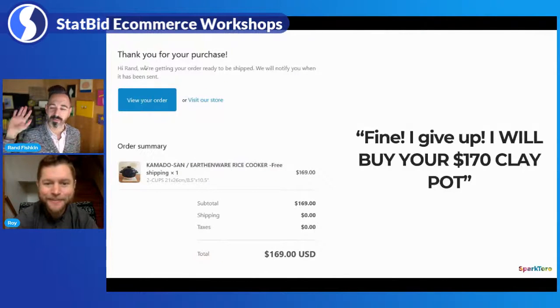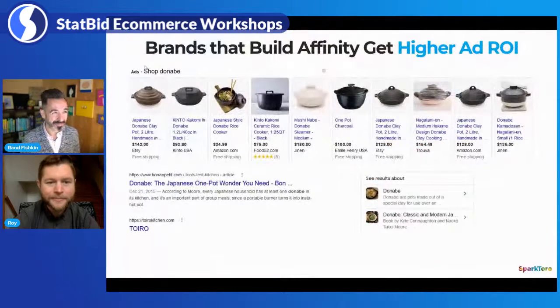You know what? I give up. I'm going to spend $170 on this clay pot from Japan, this Kamado-san rice cooker. And I love it. I use it all the time, right? I'm making my katsu, I'm making my, what is that? My ginger pork. And yeah, it's just fantastic. This thing's great. I've probably used it 60, 70 times in 200 days since getting it.